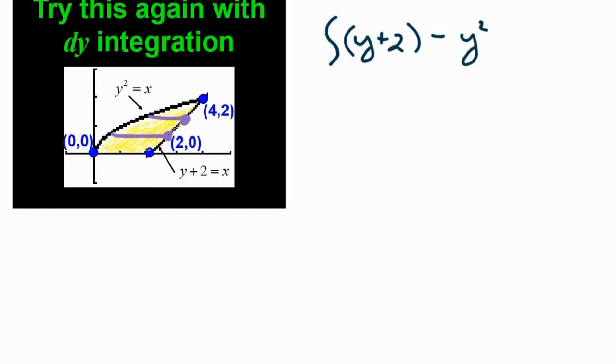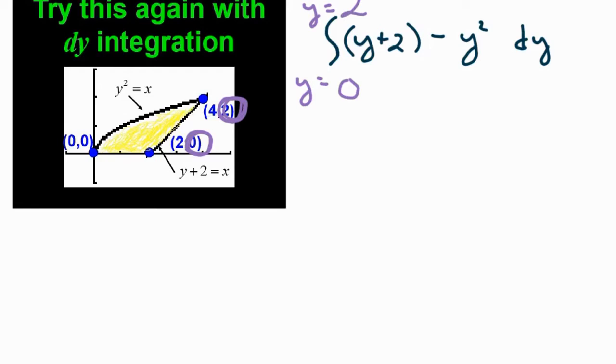Now, do you see how I have described these equations? I have described them in terms of y. So that means that the limits of integration are also going to be in terms of y. What I'm talking about is going from y to y. So what y value does this graph start at? Well, your eyes should be focusing on this y value right here, y equals 0, to this y value here, y equals 2.